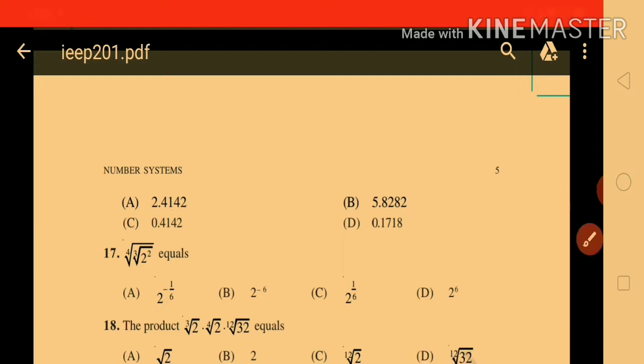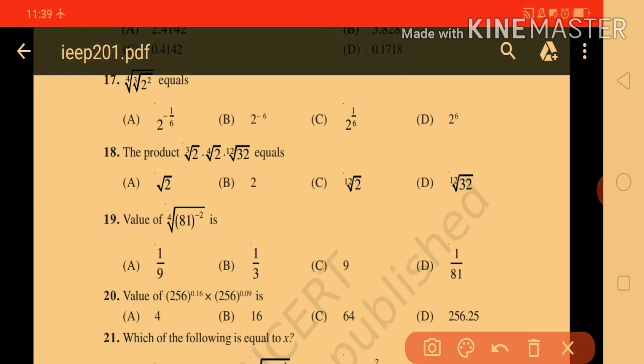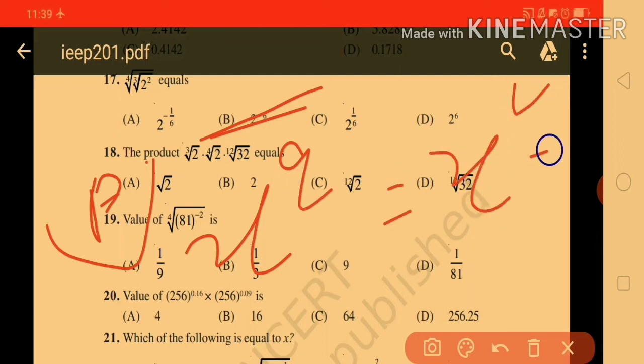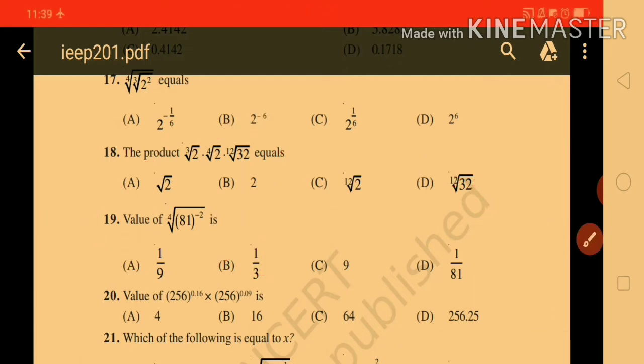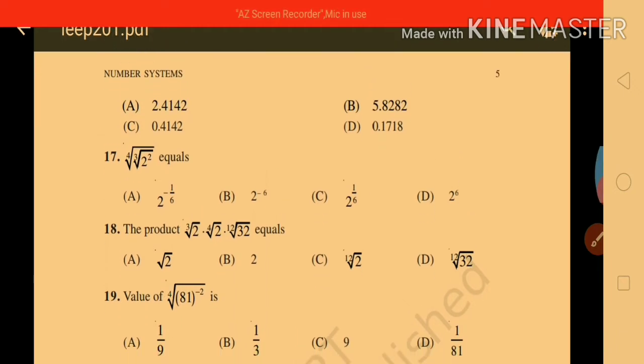Now come to question number 17. Okay, we know that if we have given like p under the root x raised to q, you can write it x raised to q by p, right? X raised to q by p means the power that is outside this under root we take as the denominator inside. So at first we will solve this part.